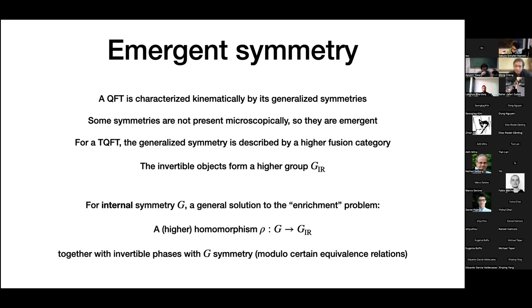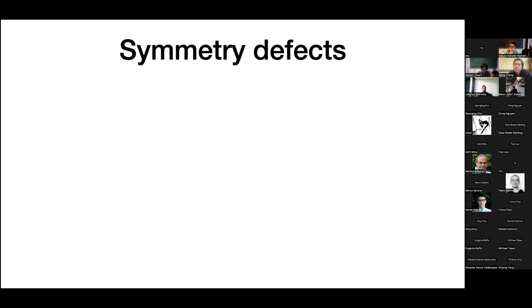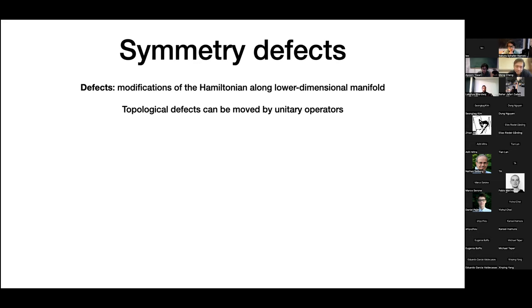Even with this abstract formal solution, it's good to make it a little more concrete, and at least for me, that is done through symmetry defects. Let me define symmetry defects in the context of a microscopic Hamiltonian. Generally, defects are just modifications of the Hamiltonian along some low-dimensional manifold. Here I'm only interested in topological defects, which means that these defects can be moved along different directions by conjugating the Hamiltonian by unitary operators.